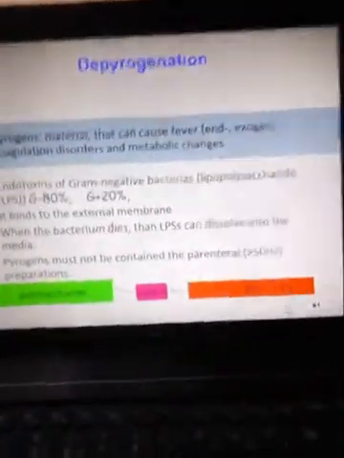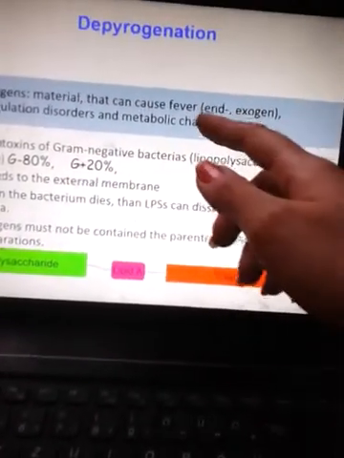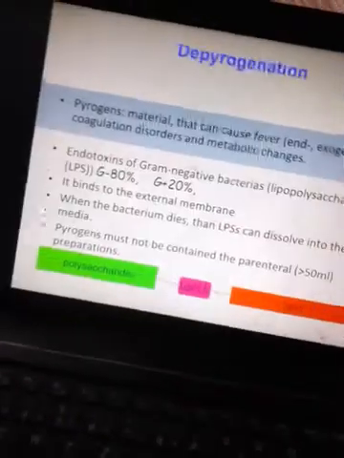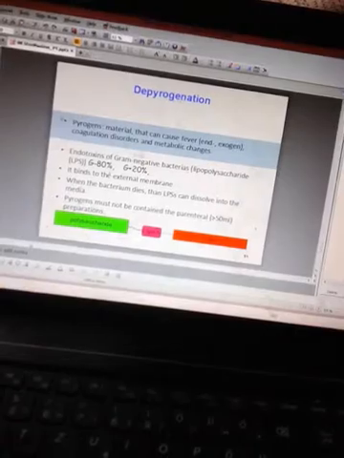Depyrogenation. Pyrogen, material that can cause, what is the pyrogen? The material that can cause fever and چند صفحه دیگه مونده؟ الان depyrogenation 56 تمومه دیگه.